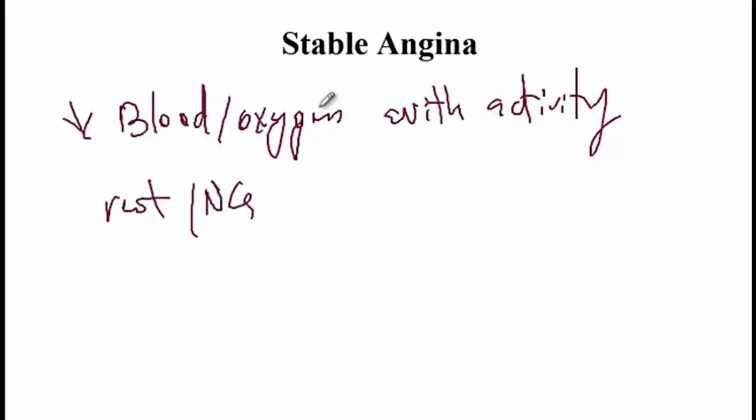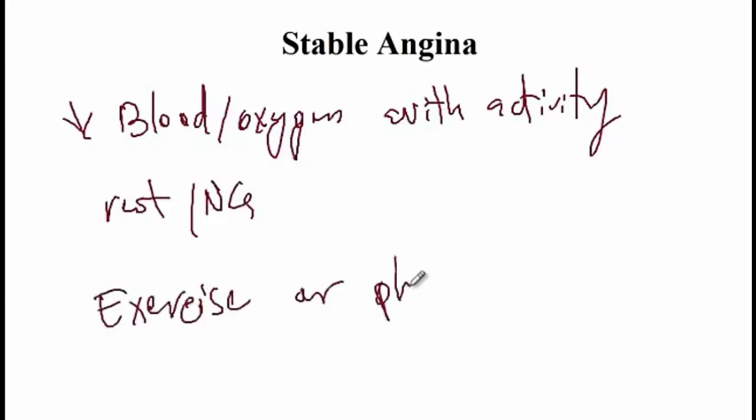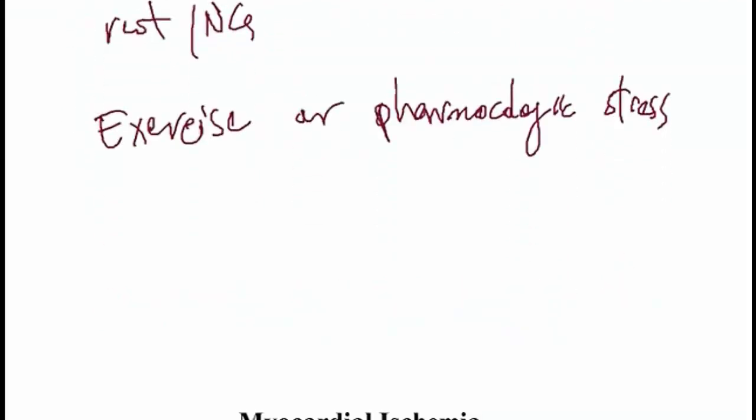So for the same reason, since at rest you will not see any EKG changes, what you have to do is either do exercise or pharmacologic stress on the heart in order to be able to see any EKG changes. For the exercise test, you will make the patient walk or run on the treadmill and then check for the EKG changes during that time.